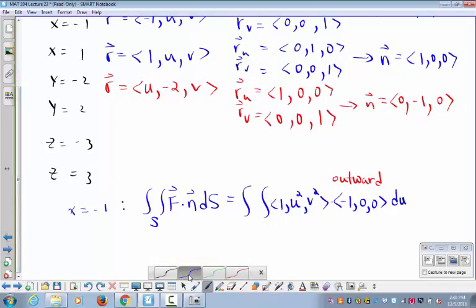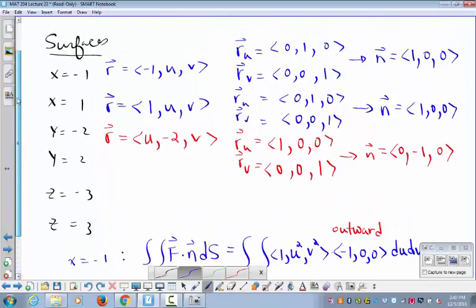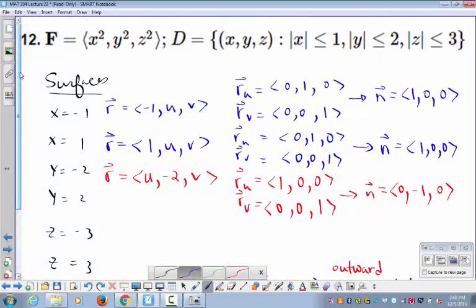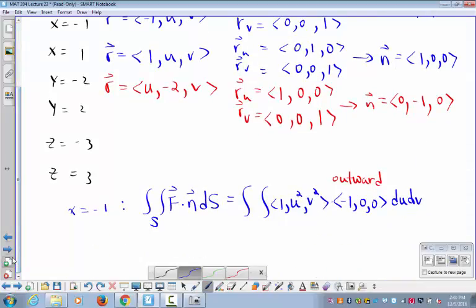And then the dU dV. When we did our parameterization, what are the restrictions for U and V? Yeah, so the Y's are trapped between -2 and 2, the Z's are trapped between -3 and 3. So when we put those in here, U goes from -2 to 2, and V was -3 and 3. Okay?